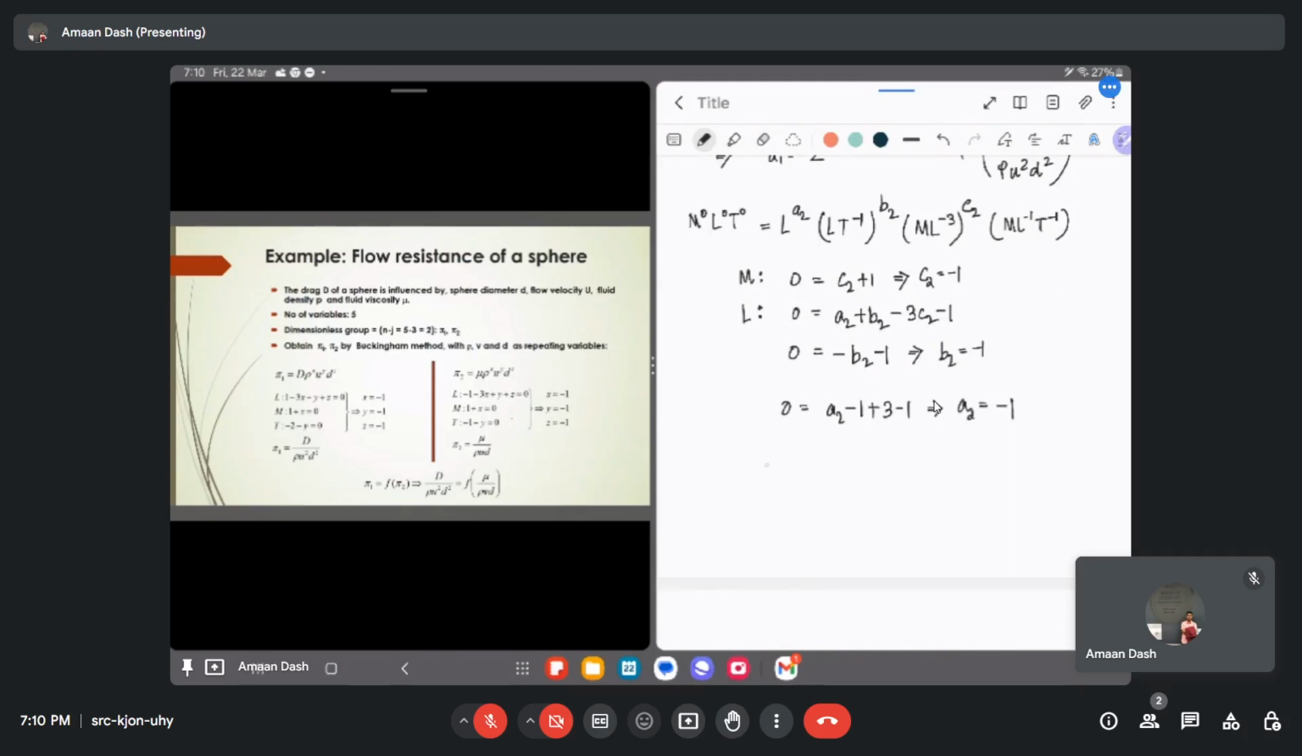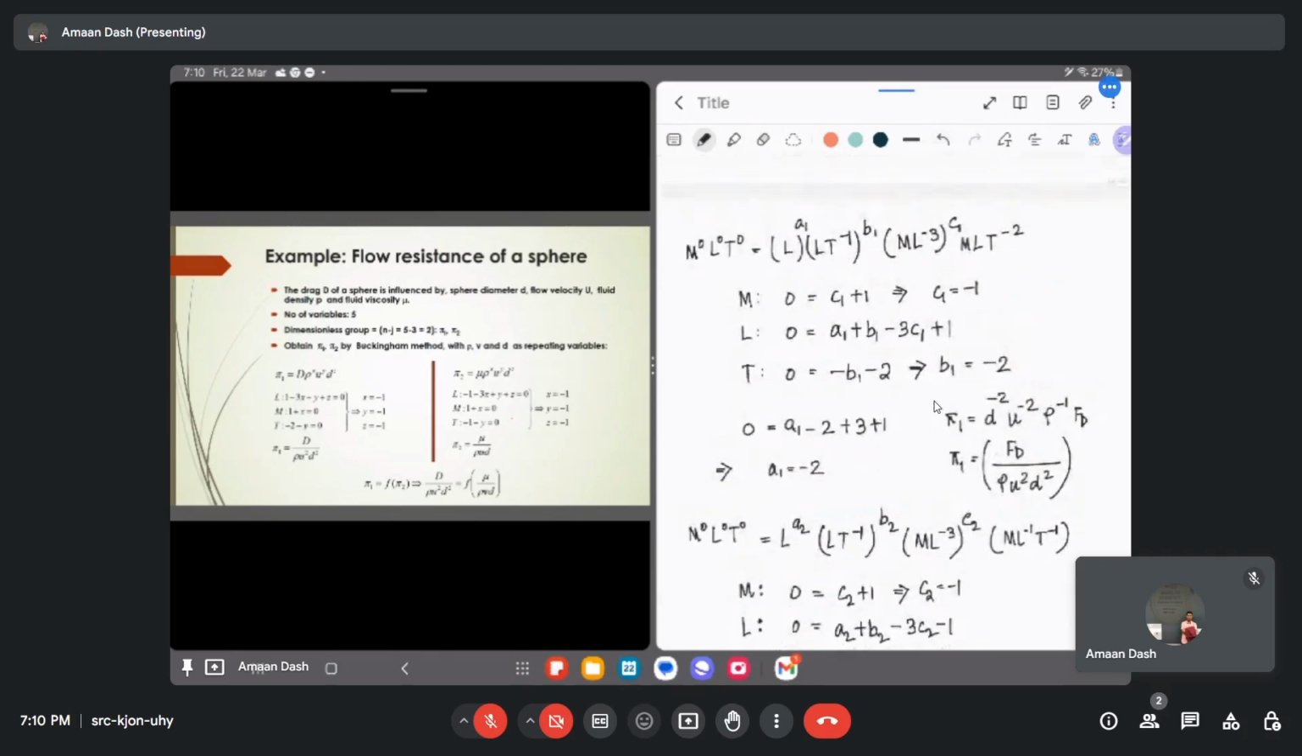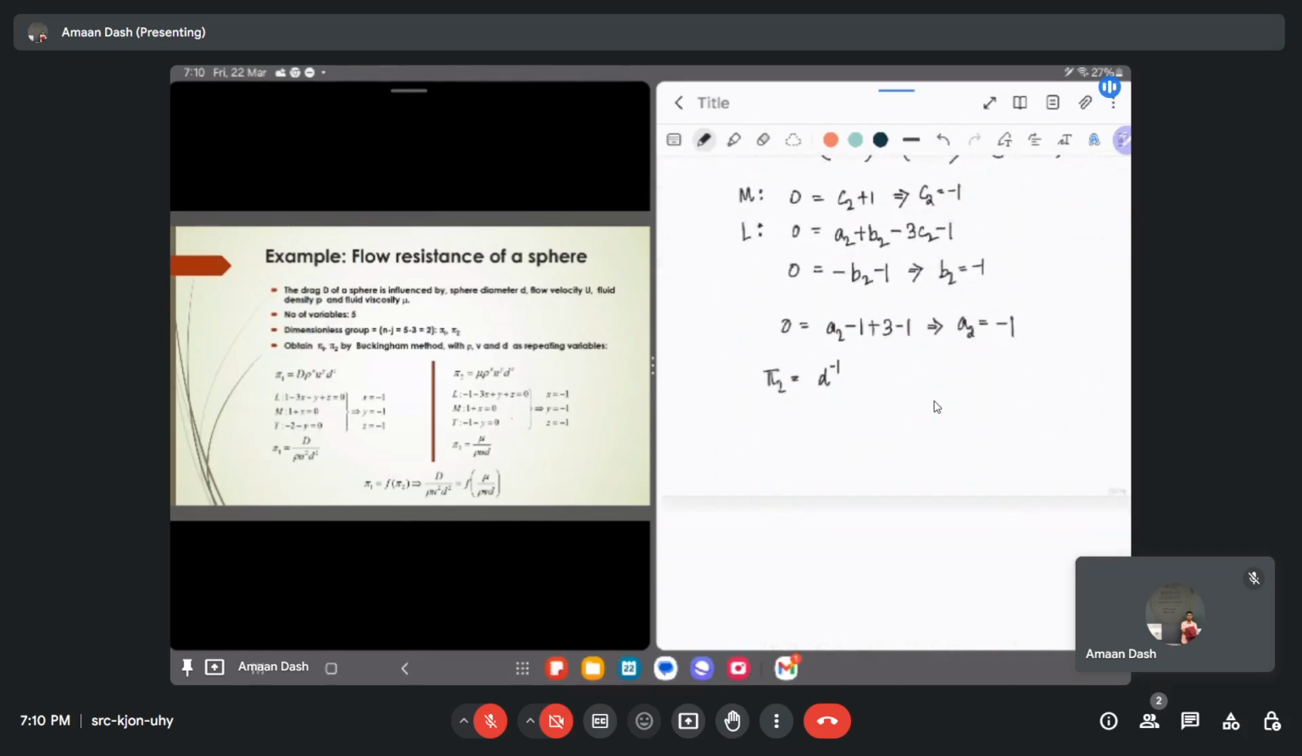So we can write pi 2 is nothing but, sorry, not mu, we have d to the power of minus 1, u to the power of minus 1, rho to the power of minus 1 times mu, which is nothing but mu by d u rho.